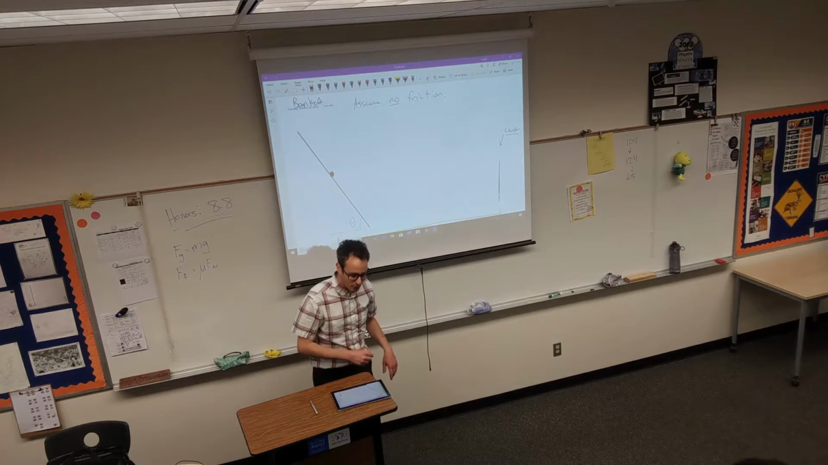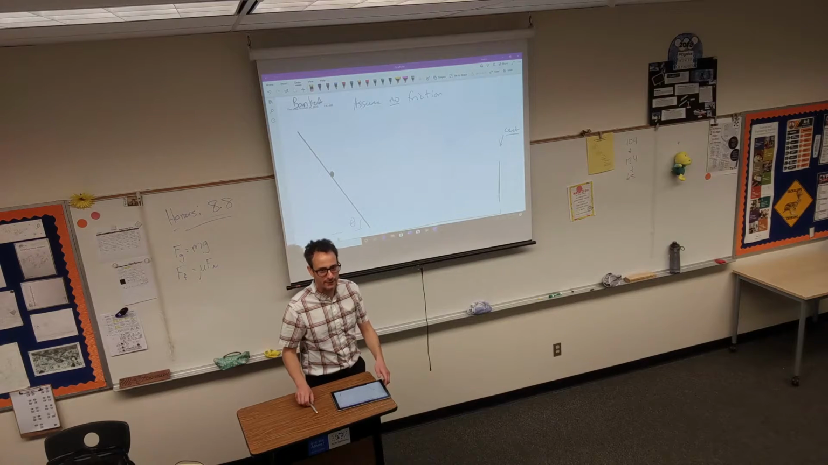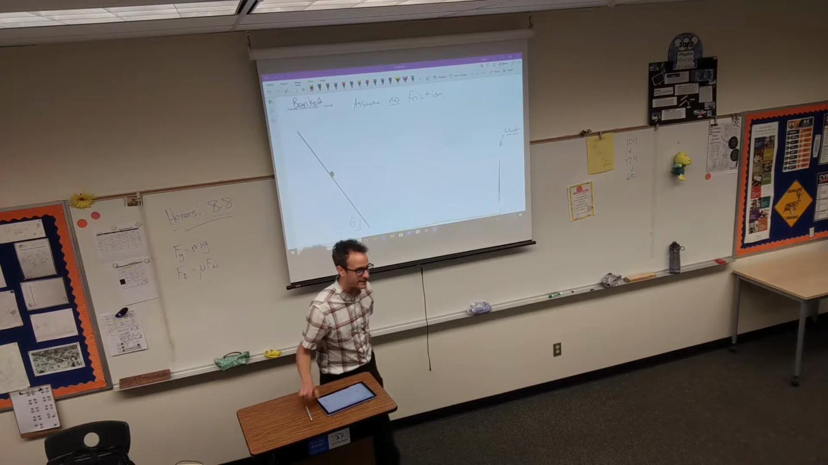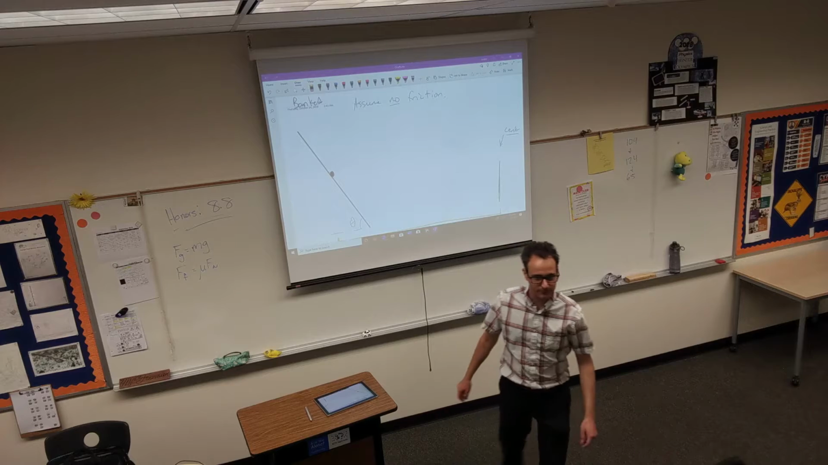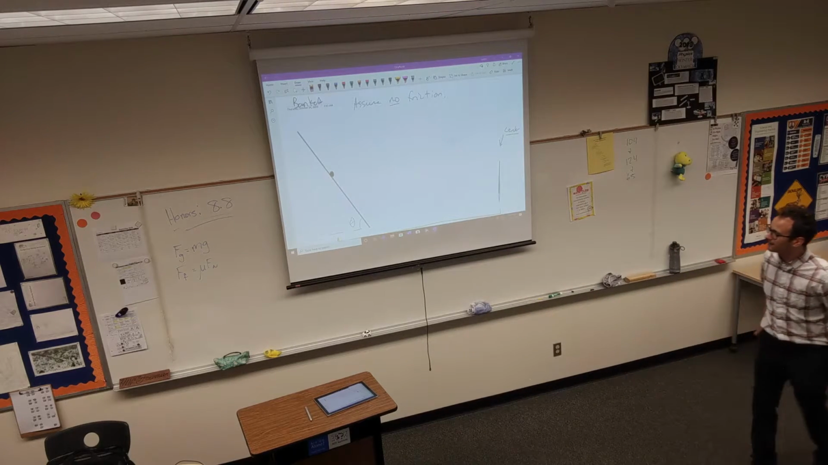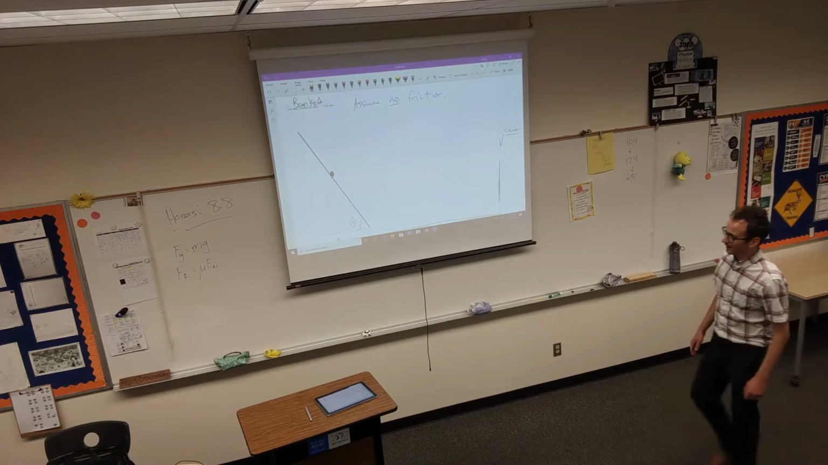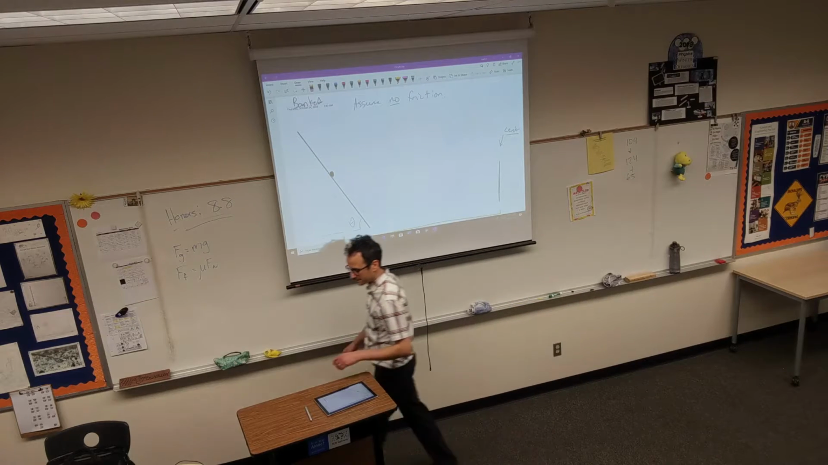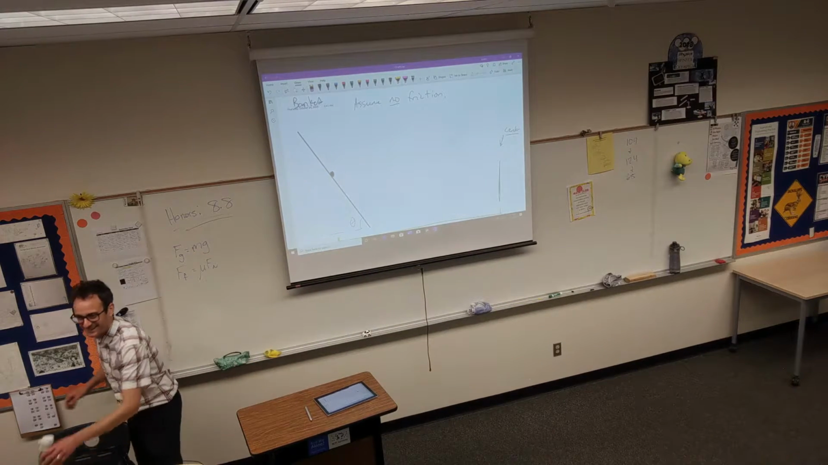So what I want you to do right now is draw a free body diagram of the forces acting on the velodromers. Oh, now we have vectors. Yep. Great.